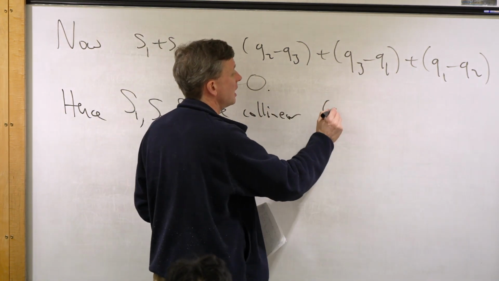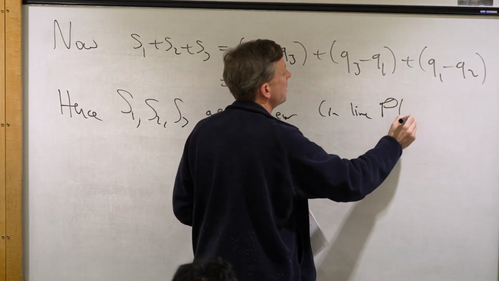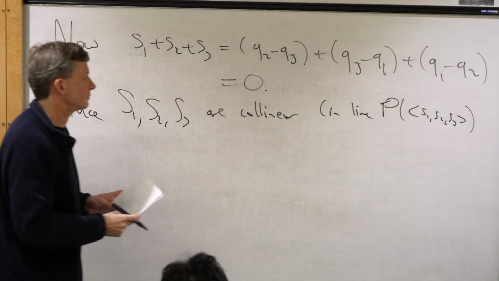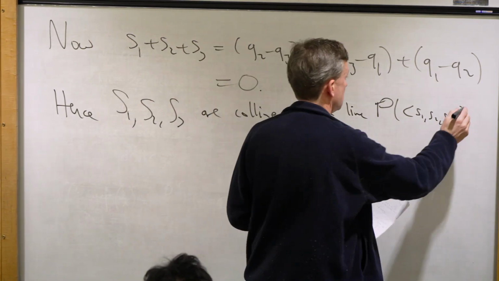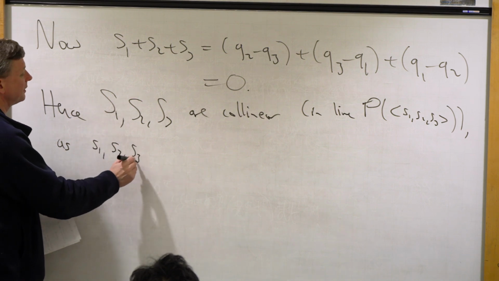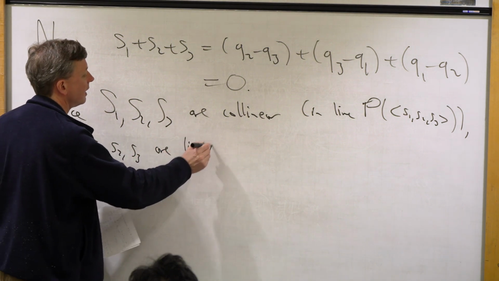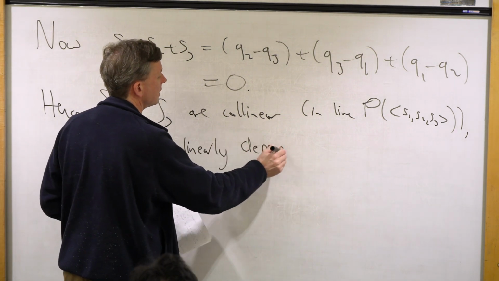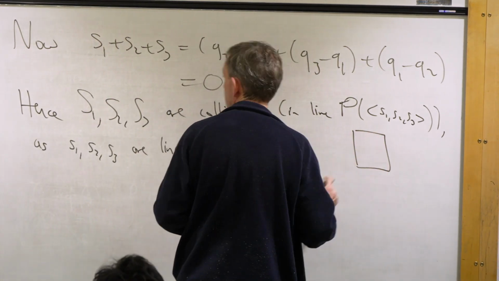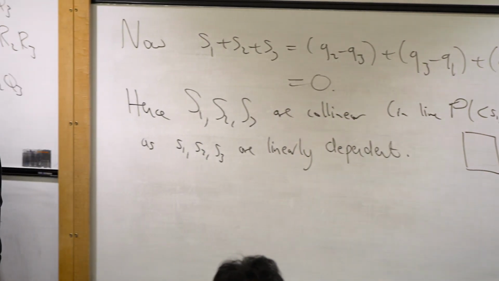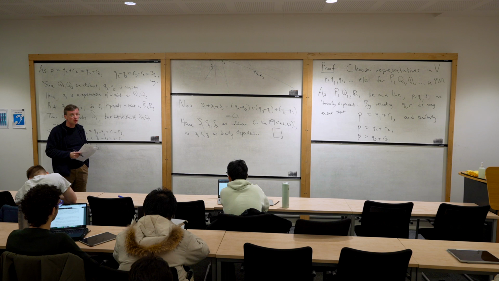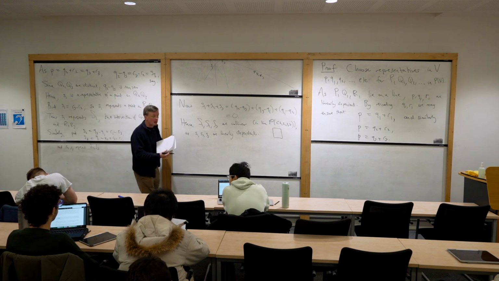If you like, they're in the line P of the span of S1, S2, and S3, which is two-dimensional, as little s1, little s2, little s3 are linearly dependent. So that finishes the proof. Any questions about that? No? Everyone understands everything? Right.